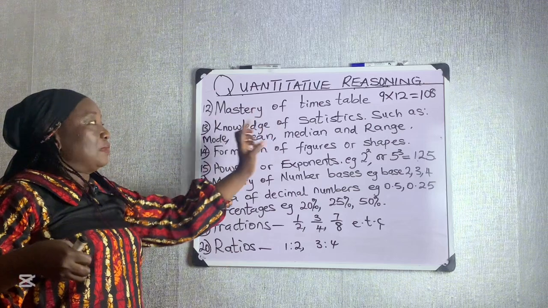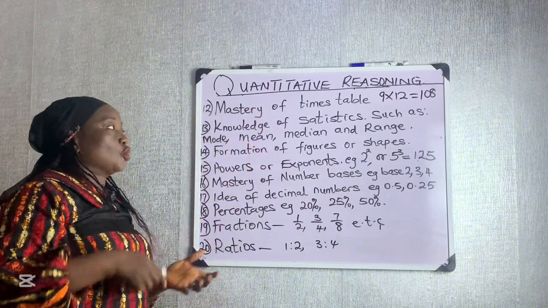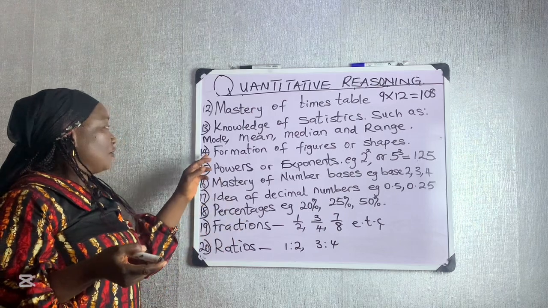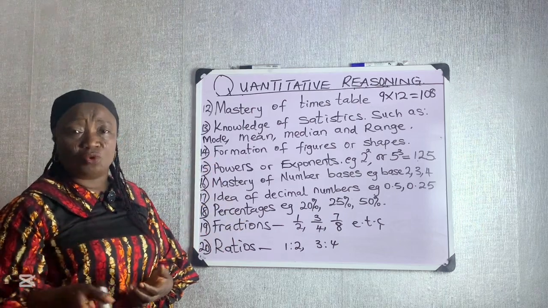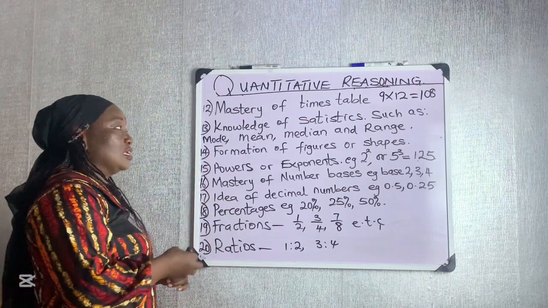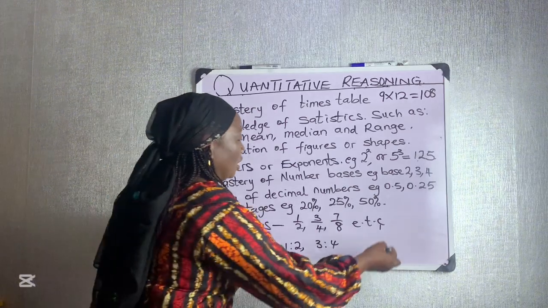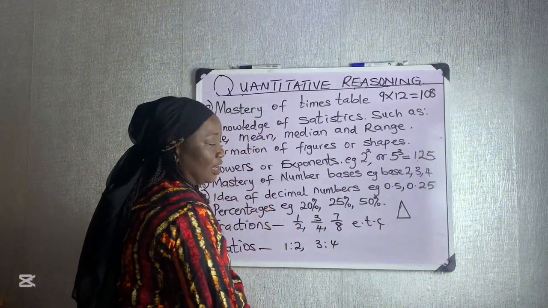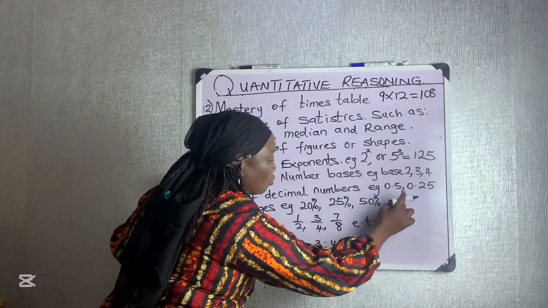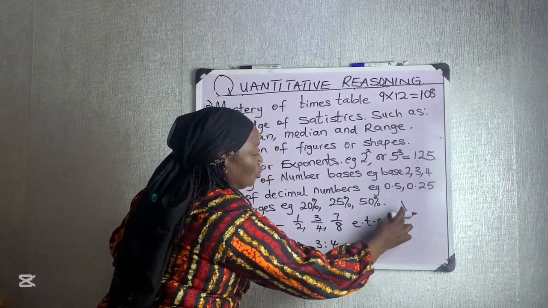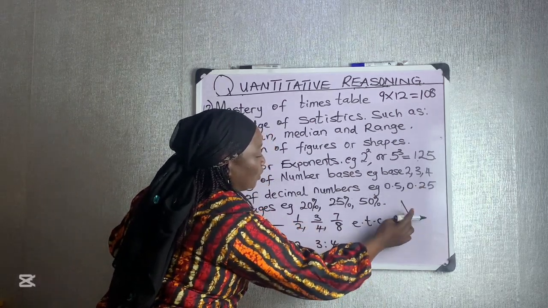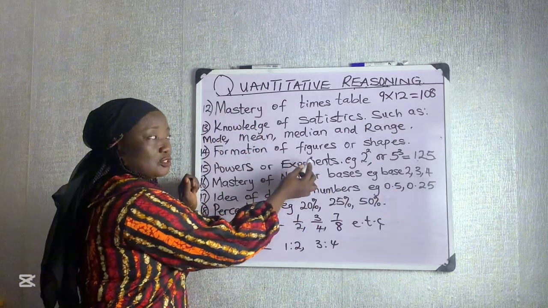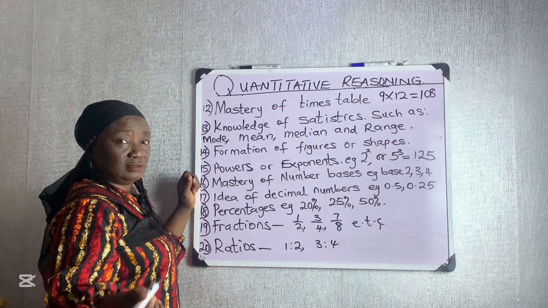So after you have mastered statistics, if it does not work, you can now think of another number or another reasoning: formation of shapes or figures. They can give you some shape, maybe something like this in triangular form. They might give you a small part to be completed. You now look at the pattern given to you and compare with the one given to you. That is what formation of figures or shapes is telling us.